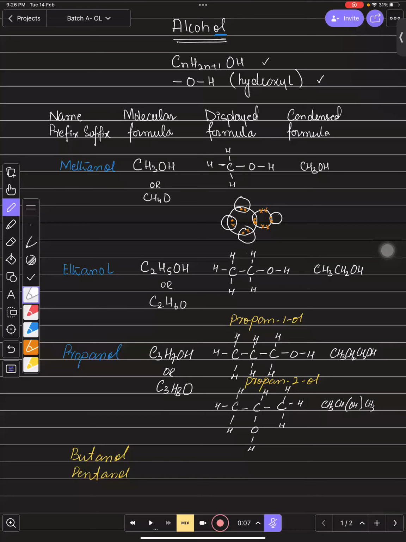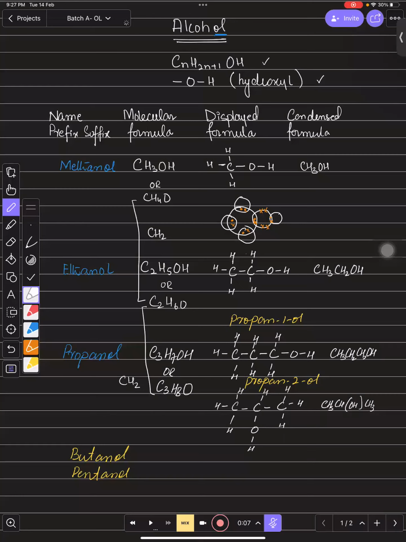So if you talk about these two, you can see there is a difference of 1 C and 2 H's. If you talk about these two, there's a difference of 1 C and 2 H's. So you can see this all the time, there is a difference of 1 carbon and 2 hydrogen between 2 consecutive members. तो ये भी एक physical property है homologous series की, जो कि यहाँ पर follow हो रही है. Is that right, every one of you?